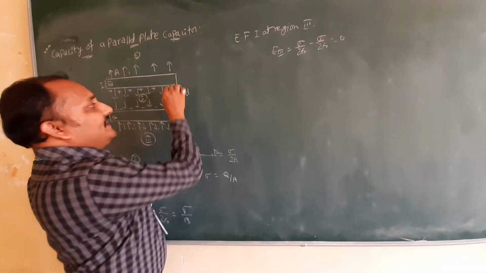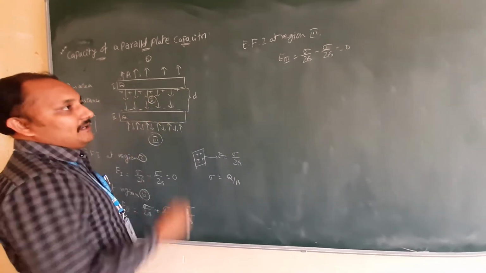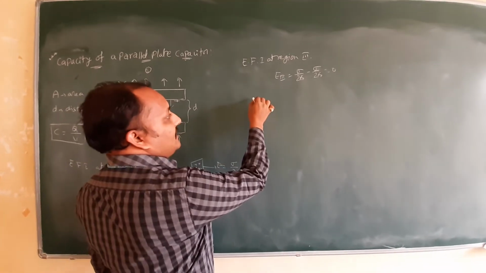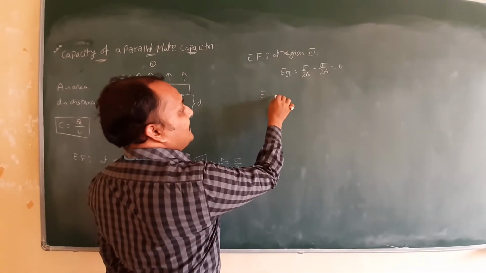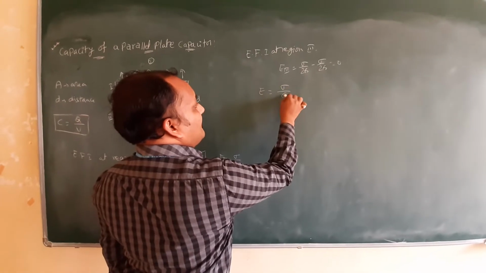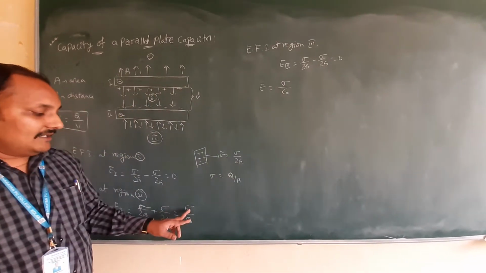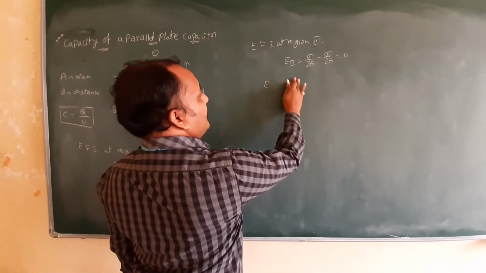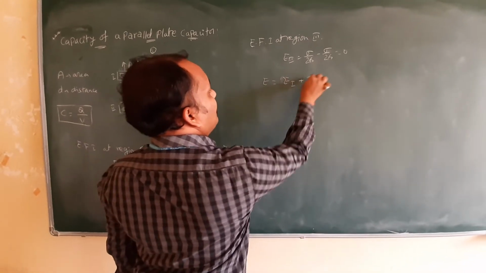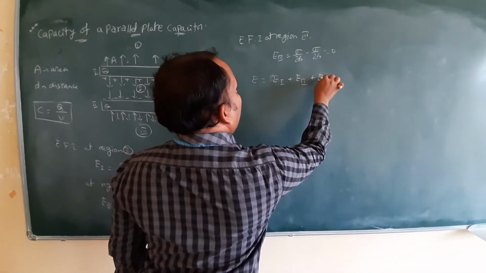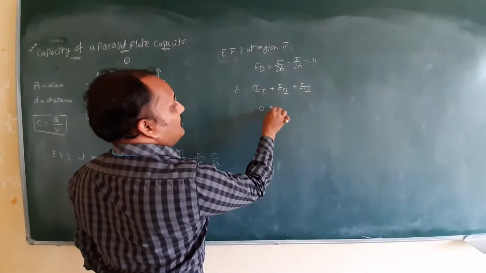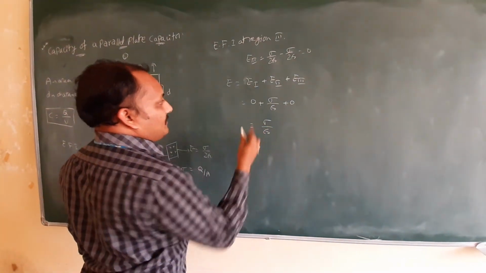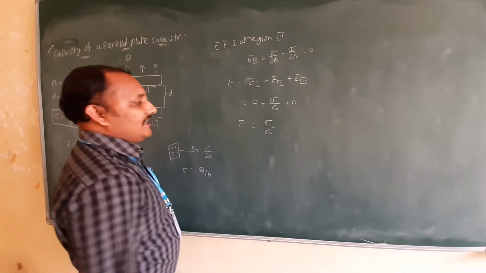Now, the total electric field intensity between only the two metal plates. The resultant electric field intensity E is equal to sigma by epsilon naught. Because, for region 1, otherwise write the resultant electric field intensity as E1 plus E2 plus E3, that is 0 plus sigma by epsilon naught plus 0. This is the resultant electric field intensity.